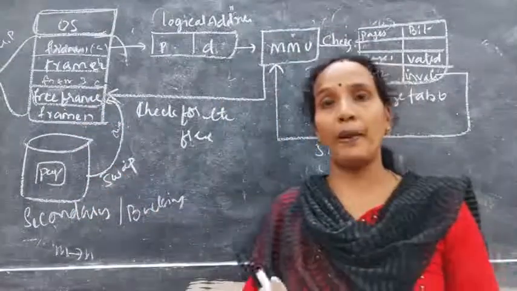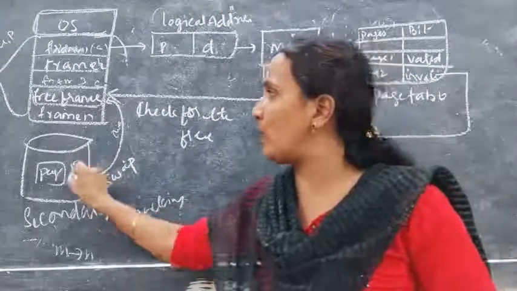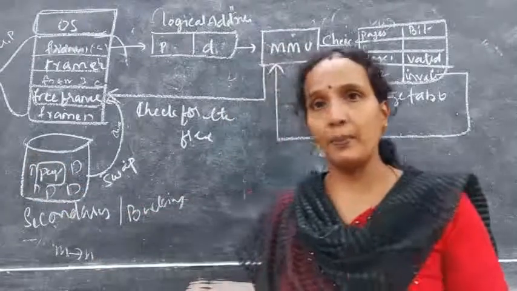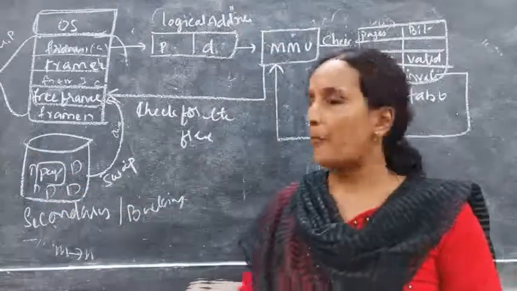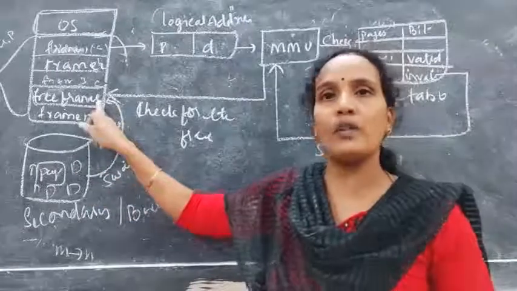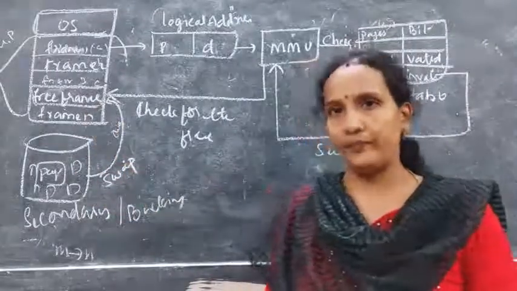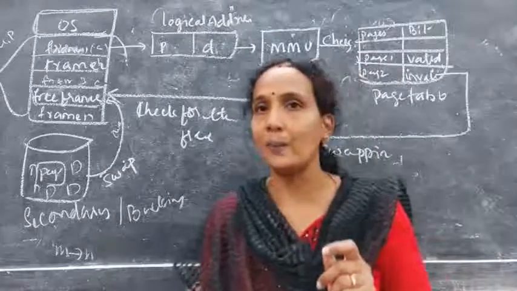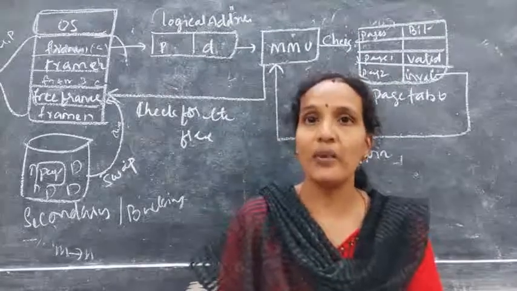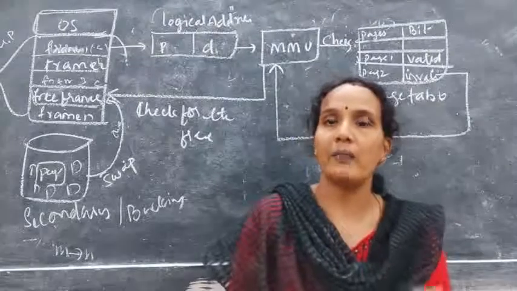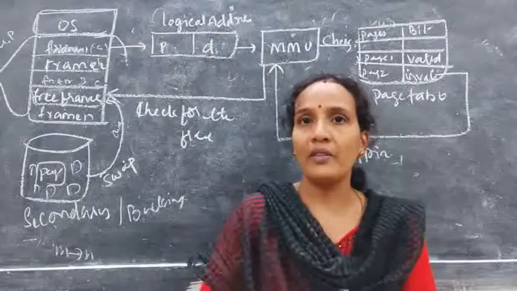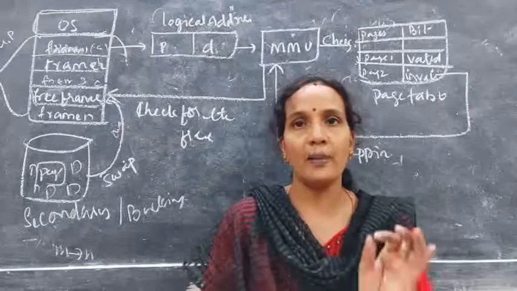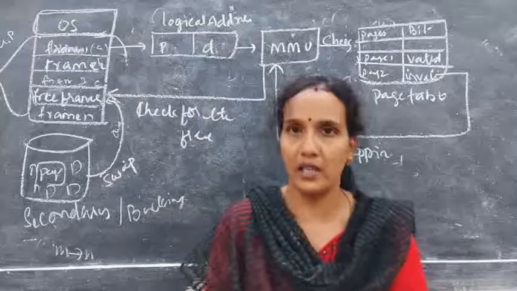So here, not all the pages are loaded. We have a number of pages, but it is not loading all of them. Whichever page the user is requesting, only that page is loaded into the frame which is free. Understood all of you? The pages which are required, only those pages are loaded. Whenever the user requests execution of any page, the memory management unit will check in the page table.